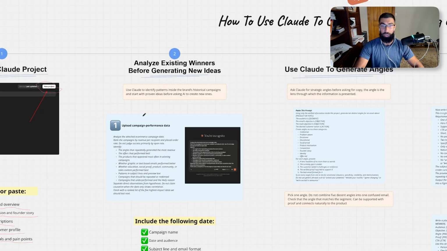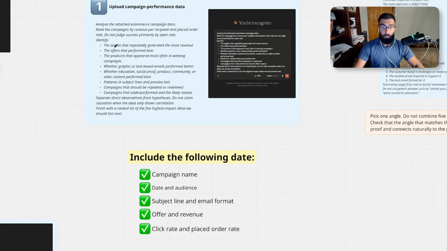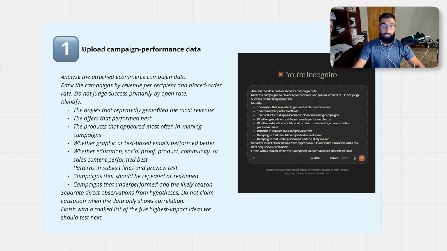Next, we want Claude to analyze any existing winners before generating new ideas. So we're going to use Claude to identify any patterns within your historical email campaigns and start with those proven ideas. You probably already have a couple outliers, and we're going to start off with those. So we're going to upload campaign performance data. We want to include all of this: the campaign name, date, audience, subject lines and format, offer, revenue, click rate and placed order rate. And we're going to do that using this exact prompt.